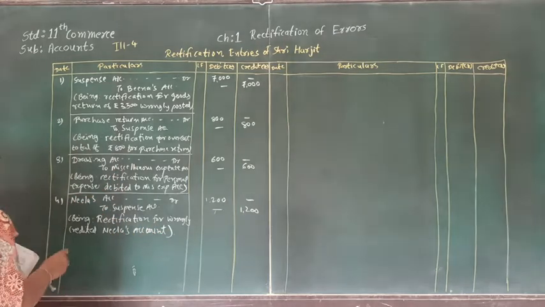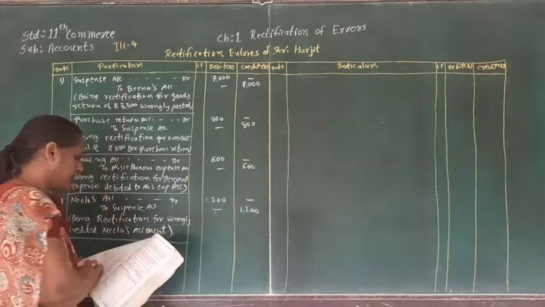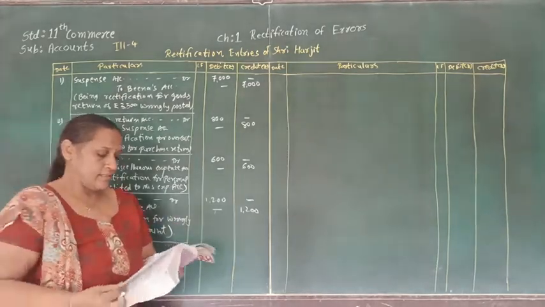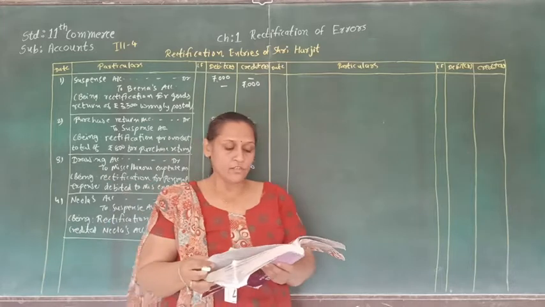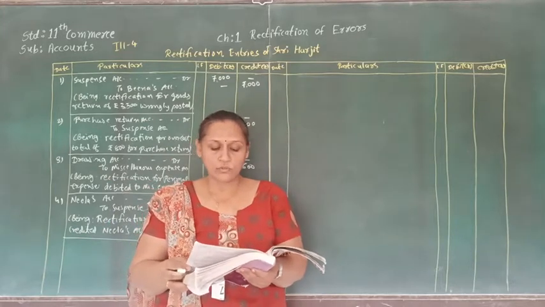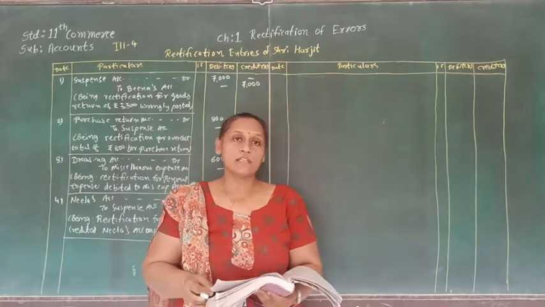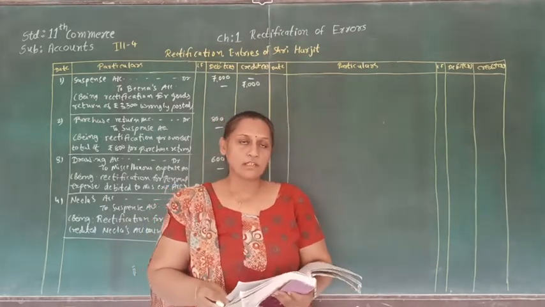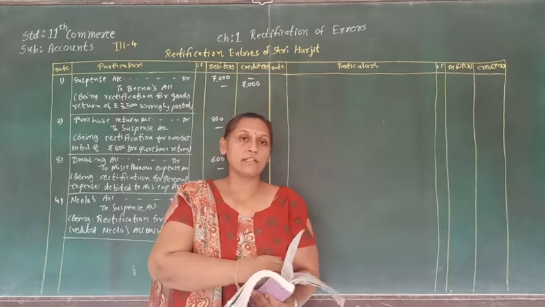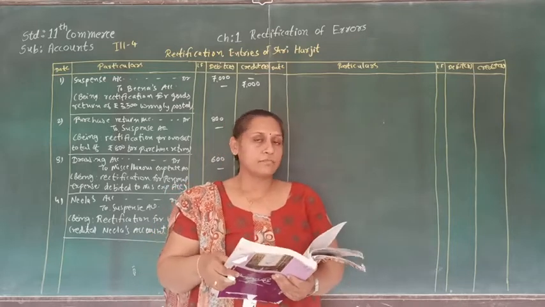So it is for that. Now let's see transaction number 5. Here goods of rupees 5,000 sold to Surendra is recorded in the purchase book. So it is a sales. It's supposed to be written in the sales book, but by mistake it is written in the purchase book.